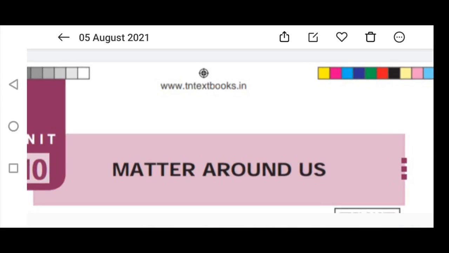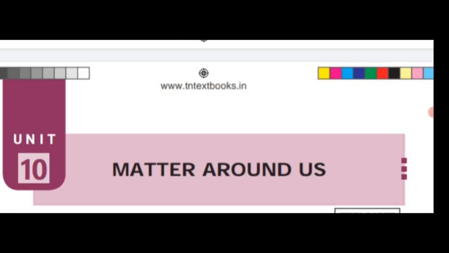This is 9th Standard Chemistry, Unit 10, Matter Around Us lesson. Today, I am going to do a revision of this Matter Around Us lesson.